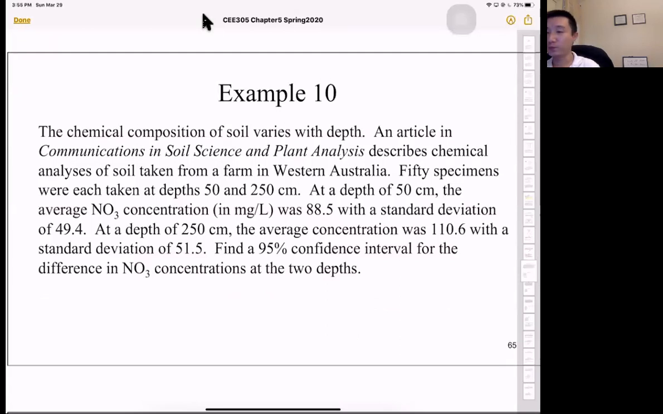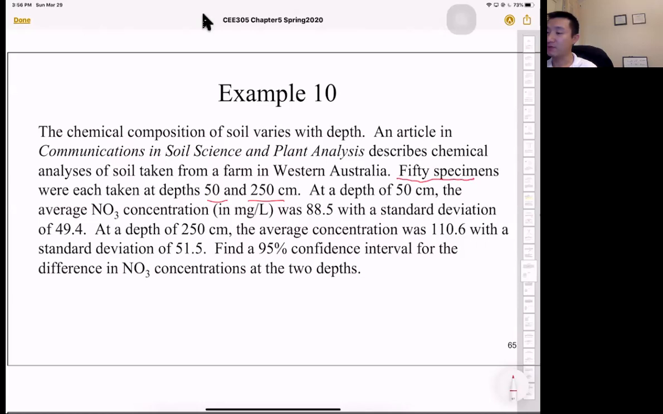Let's look at an example. The chemical composition of soil varies with depth. An article in a certain journal describes chemical analysis of soil taken from a farm in Western Australia. 50 specimens were taken, so we know this is a large sample because it is more than 30, at depths of 50 and 250 centimeters. So at each of the two depths we have 50 specimens.